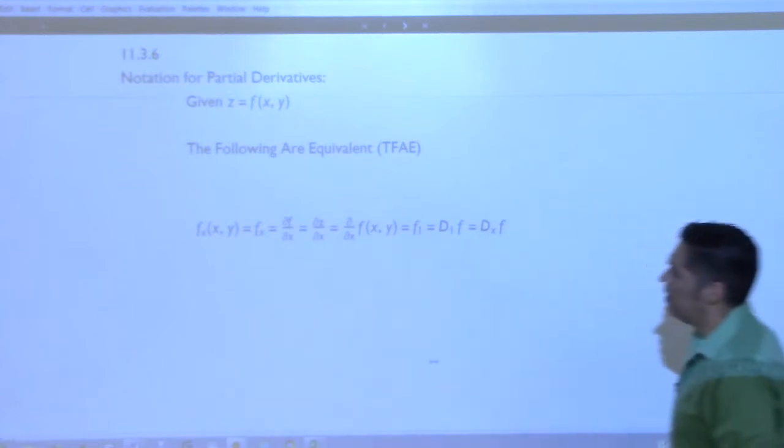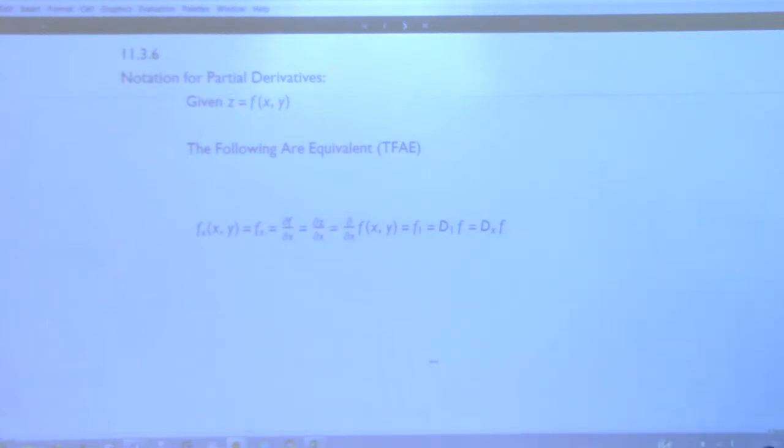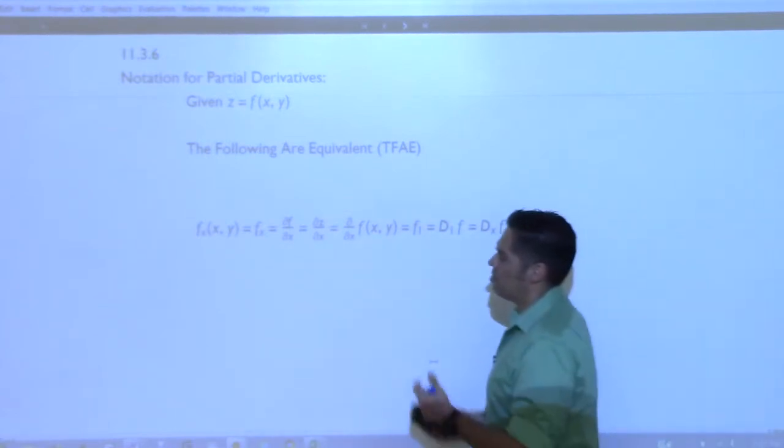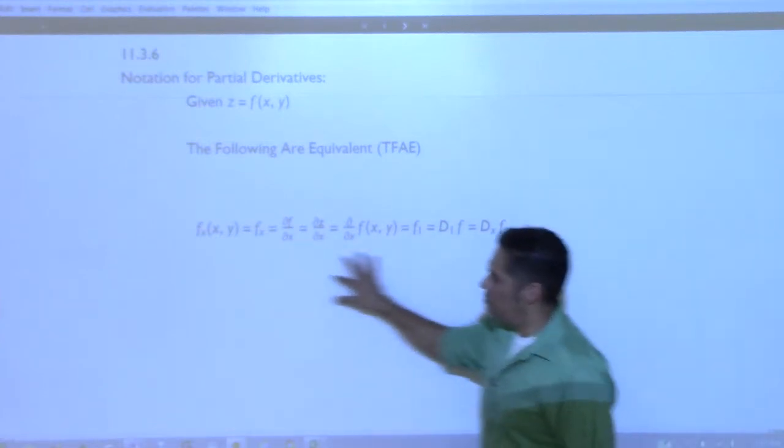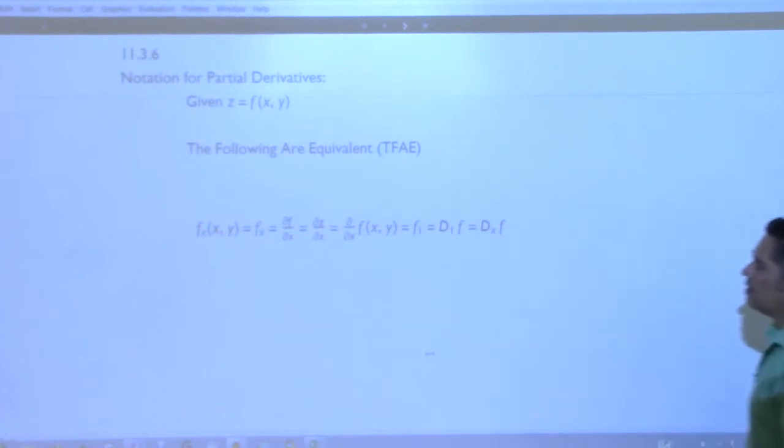And this was what we ended class with. I was showing you that when we take partial derivatives, there's all these different notations for it. And that's what we ended class with, all right?